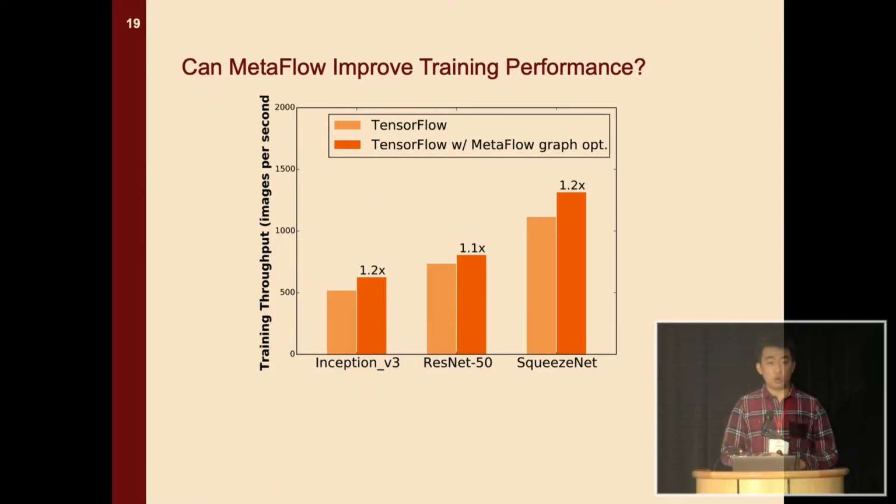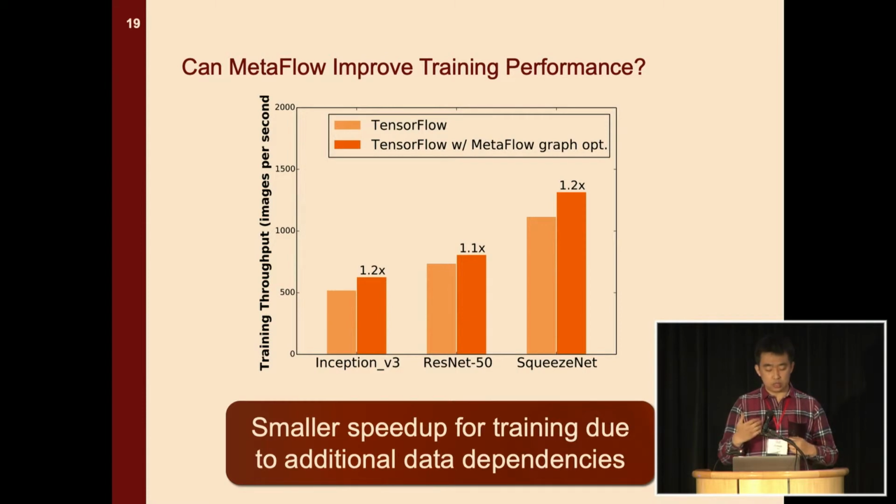This table shows our training performance comparison. We run the original graph and MetaFlow's optimized graph on the TensorFlow engine, and we observe 1.1 to 1.2 times speedup on different data sets. We also observe that our speedup on training is smaller than our speedup for inference. This is because the additional data dependencies in training limit the substitutions that can be applied. As a result, we only achieve a smaller speedup for training.